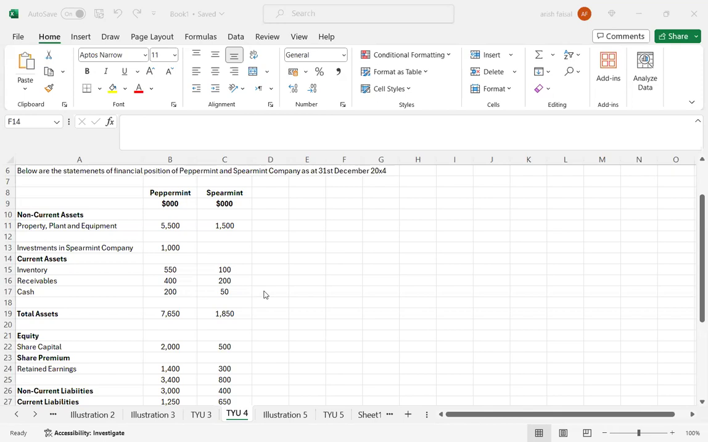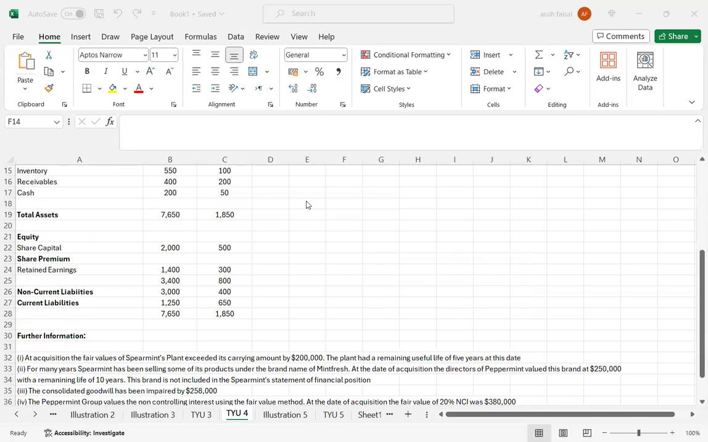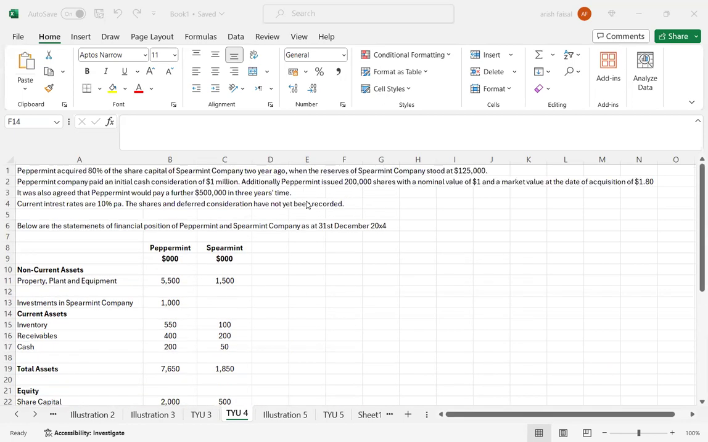Okay, so now if you can see in this question, below are the statements of financial position of Peppermint and Spearmint Company as at 31st of December 2004. They have said that Peppermint acquired 80% of the share capital of Spearmint Company 2 years ago when the reserves of the Spearmint Company stood at 125,000. So this acquisition happened 2 years ago, on 1st of January 2003, when the reserves of the subsidiary stood at 125.